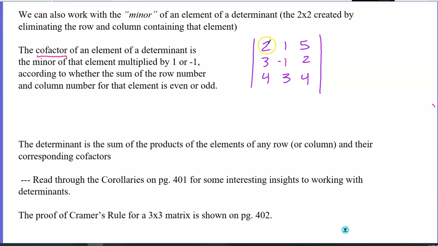So if I want to use this first row, I have to use all the elements. So I'm going to use 2 and do this process, 1 and do this process, 5 and do this process, and then do the sum. I could pick any row though, guys. I could start with 3 and use all the elements in that row, or I could pick 5 and do all the elements in this column, and should get the same determinant no matter which one I use.